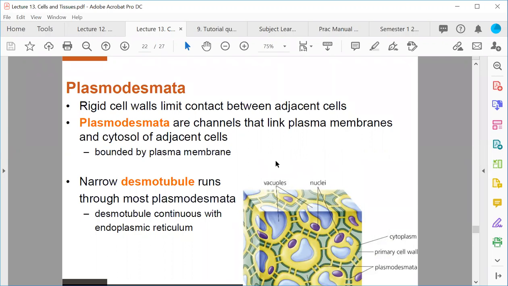Now within the plasmodesmata, there is another tube to the inside, and that tube is called a desmotubule. It runs through most plasmodesmata, and the desmotubule is continuous with the endoplasmic reticulum of both cells. So we not only have a connection from one cell to the next via the plasma membrane and the plasmodesmata, but we have another connection which is not shown here, and that is via the desmotubule that runs along the inside of the plasmodesmata.